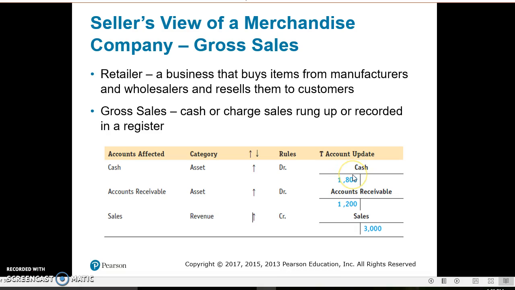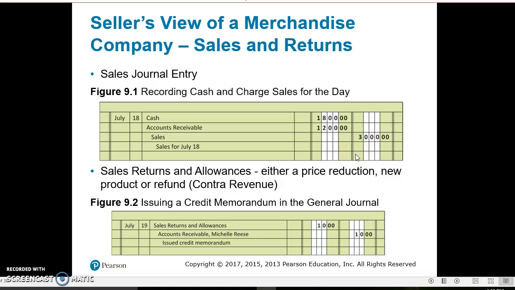As we're going through, we're going to start talking first about the fact that we know when a retailing business buys items from manufacturers, they then resell them to their customers, and that's called sales. We've also identified that sales is a revenue account. We also know that it can be recorded at the register, it can be charged, all those different kinds of things that we look at. So as we go through this, we're going to talk about recording cash and charge sales for the day.